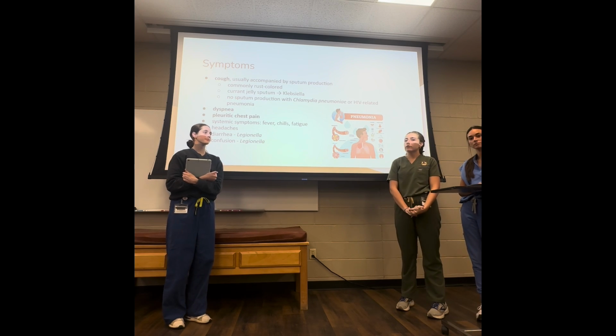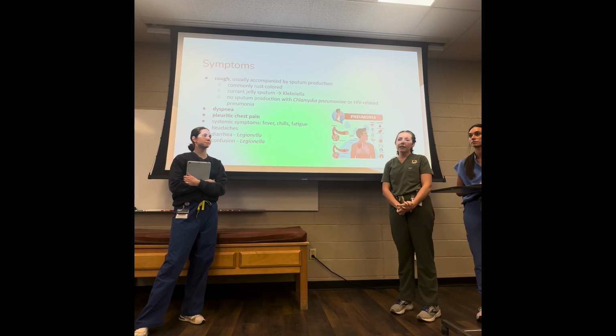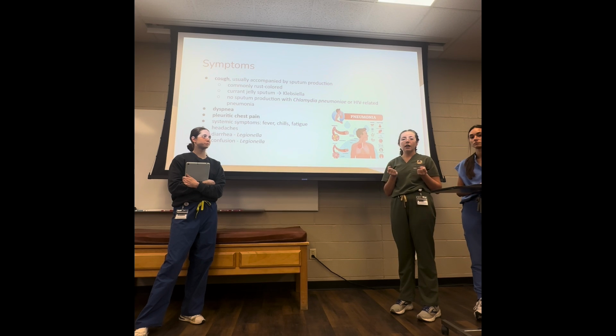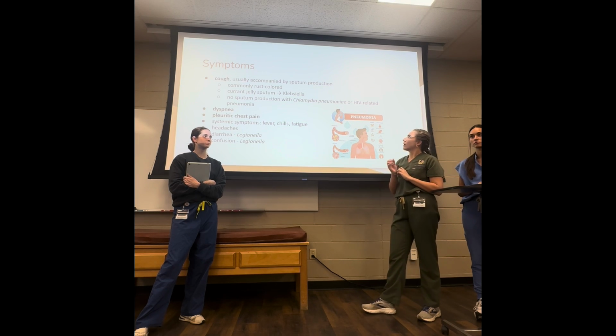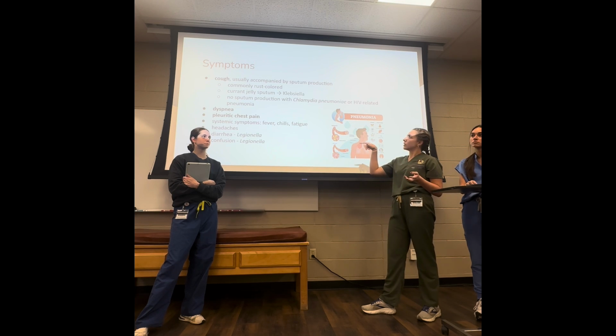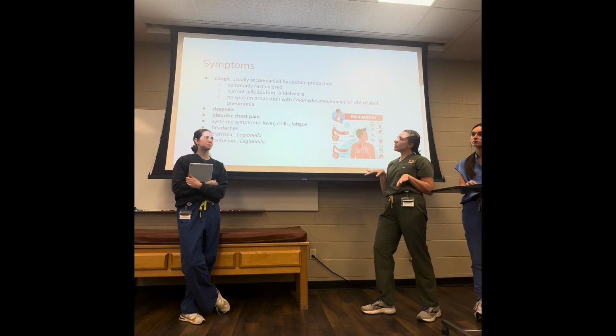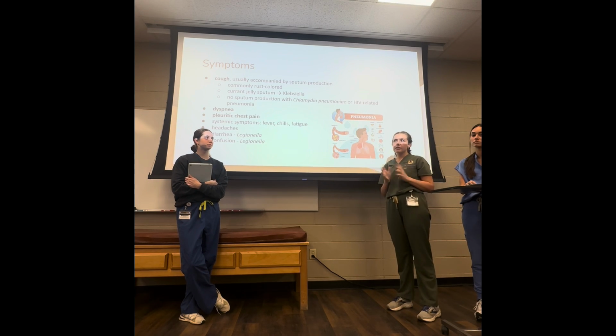Most common symptoms of community-acquired pneumonia are cough, dyspnea, and pleuritic chest pain. The cough usually is productive, producing rust-colored sputum, but there are some exceptions with different causes. Klebsiella is associated with currant jelly sputum, and chlamydia and HIV-related causes are associated with no sputum production. And then there are also systemic symptoms: fever, chills, fatigue, and headaches.